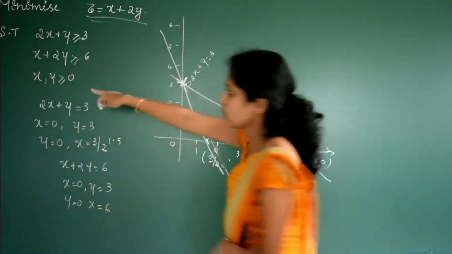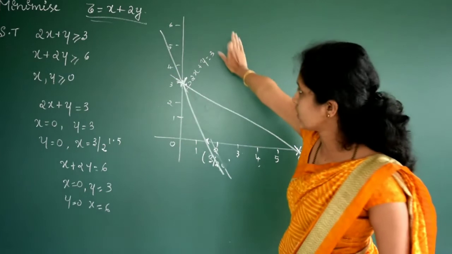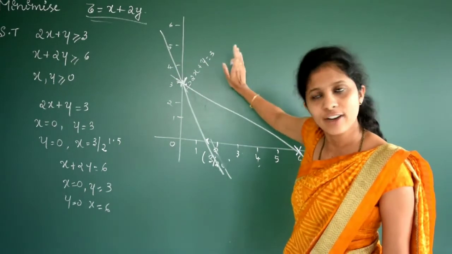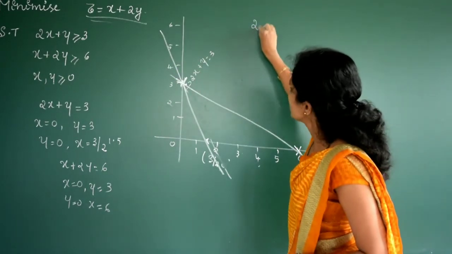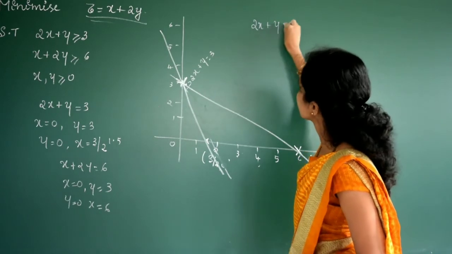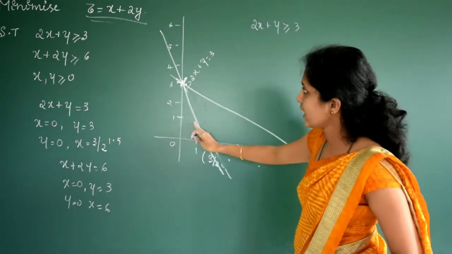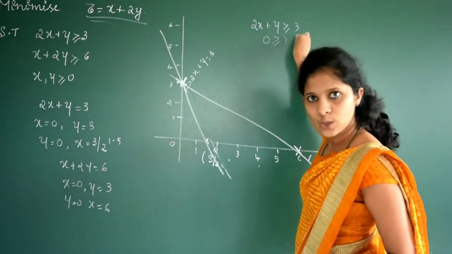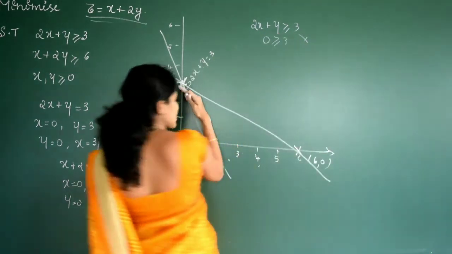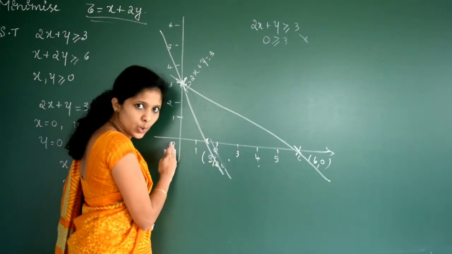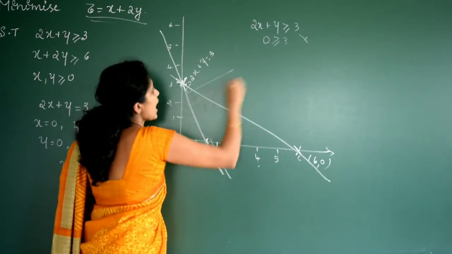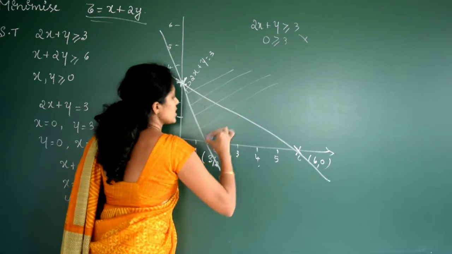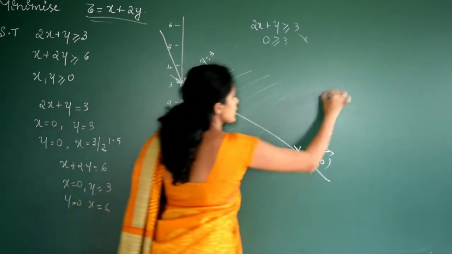Now we need to find the solution region. Both x and y are greater than or equal to 0, so that means it is in the first quadrant. For the first one, 2x plus y is greater than or equal to 3, if I substitute 0, is 0 greater than or equal to 3 true? No. So the solution region does not include the origin, so it should be upwards. So this will be the solution region for the first equation.